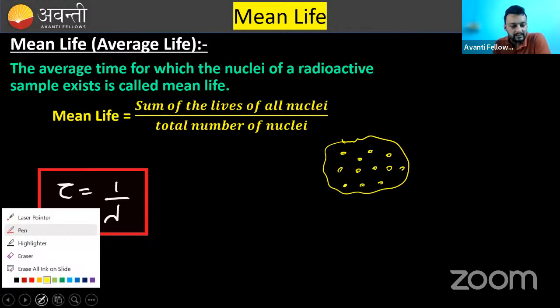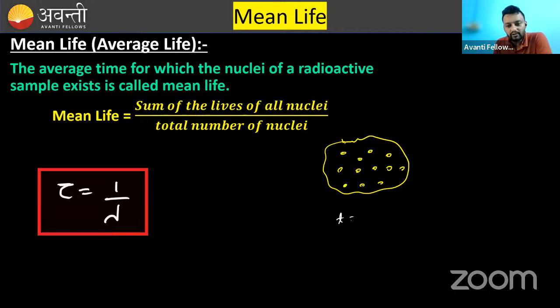Now let's suppose this is the situation at t equals 0. As you leave the sample, let's suppose this nucleus disintegrates just after that, and this nucleus disintegrates after a long time. Let's suppose this is the first nucleus, this is the nth nucleus. So the life of the first nucleus is very small. However, the life of the nth nucleus is very large. So the average life of all the nuclei is called the mean life of the sample.